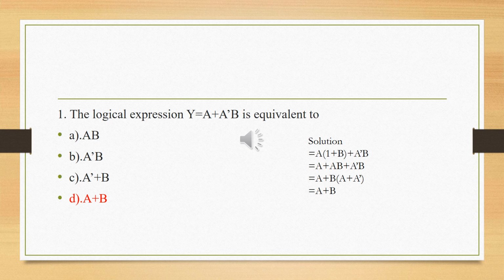So now this term becomes a plus ab plus a bar b, and in the next term, the a plus a bar is b is common, so taking it out it becomes a plus a bar, and a plus a bar becomes 1. So the answer here is a plus b. So the correct answer for this question is D, a plus b.